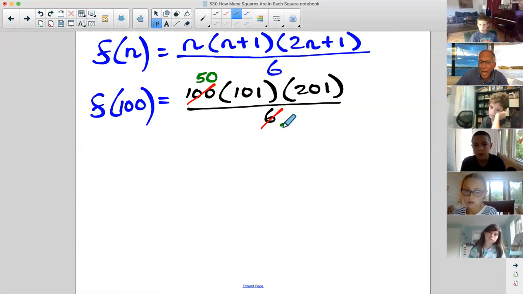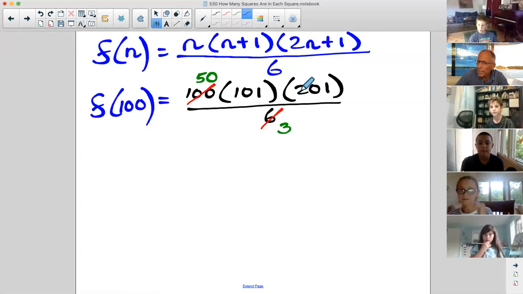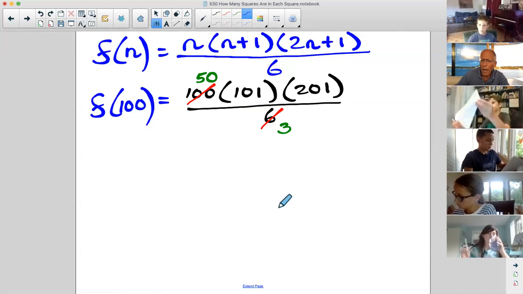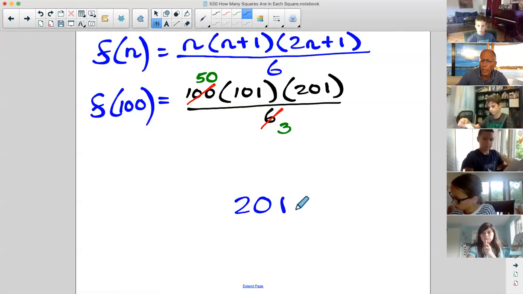Wow. Nice work. And then Isabella, do you have any more I could do here? Well, that's how far I got so far. Does anybody see that 201 is divisible by 3? Who can tell me how I figured that out without dividing? How did I know that 201 was divisible by 3?